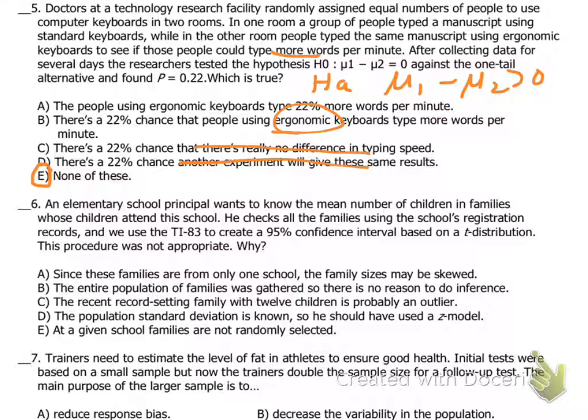Let's go to 6. 6 is a trick question. The principal wants to know the mean number of families in his schools. He checks, and look at what it says, he checks all. So if he checks all, he knows the truth. He knows the truth. Is there any reason to do a confidence interval? And the answer is no. So the answer is B. There is no reason to do an inference.